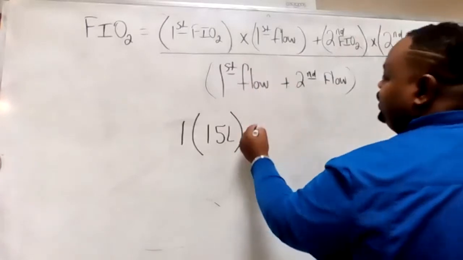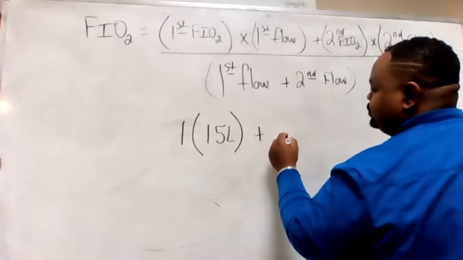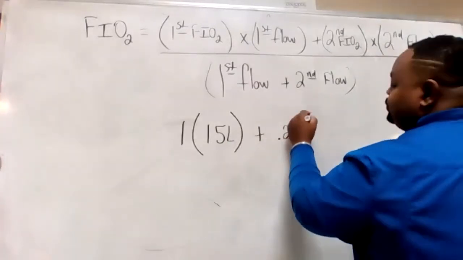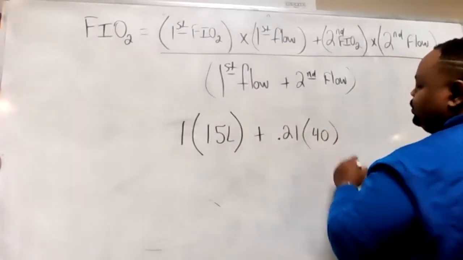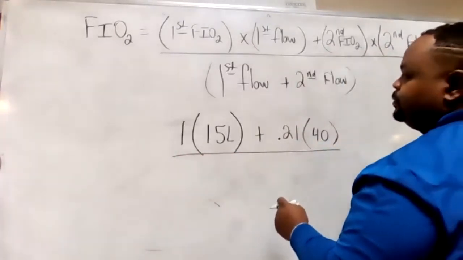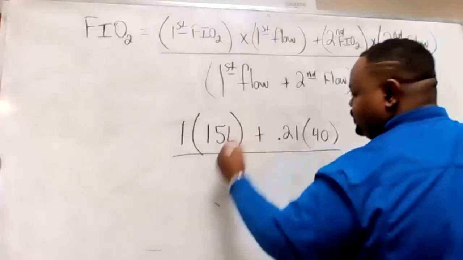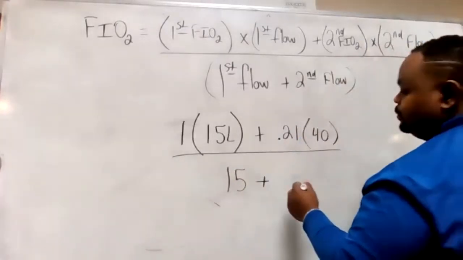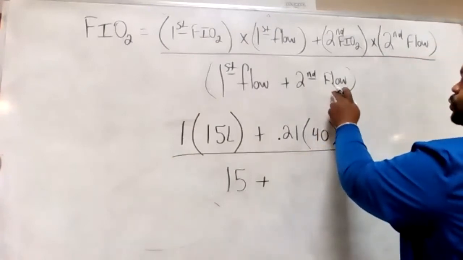Plus the second FiO2. What was the second FiO2? 21, so 0.21, times the second flow, which was 40 liters per minute, divided by the first flow, 15, plus the second flow, 40.